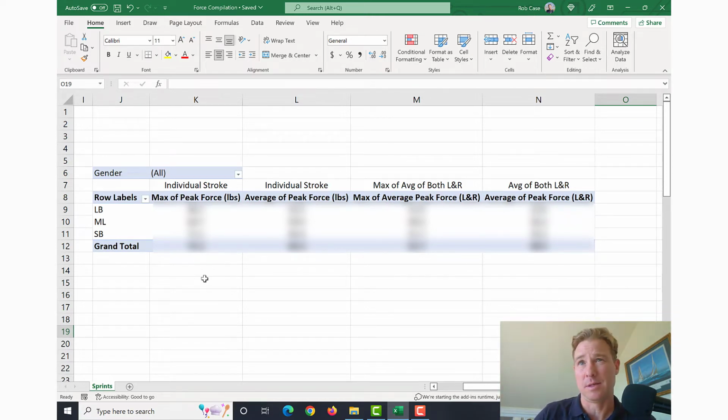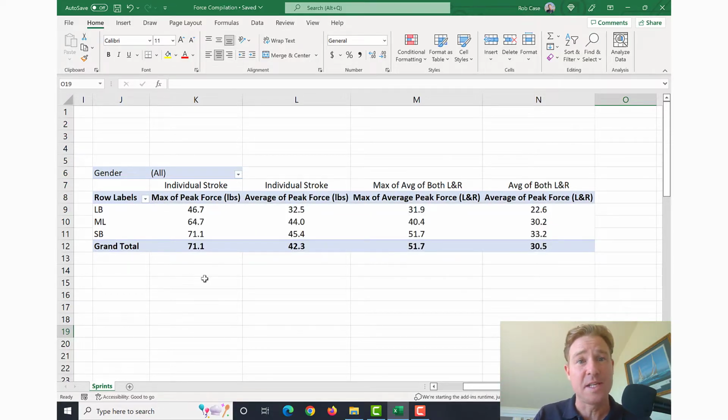So could it be you're looking at curves and you're looking at this data, and I will describe the data for you in a second, but we could be looking at this data and being like, oh my gosh, 70 pounds of force.